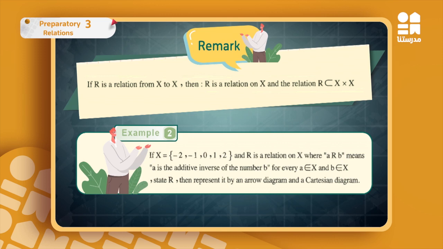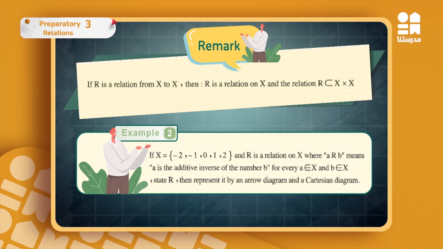Let's see example 2. We have a set x containing -2, -1, 0, 1, 2, and R is a relation on x. When you find R is a relation on x, this means that x will be the first set and x will be the second set, so we won't look for another set. Where A R B means the word we are looking for: A is the additive inverse of the number B.